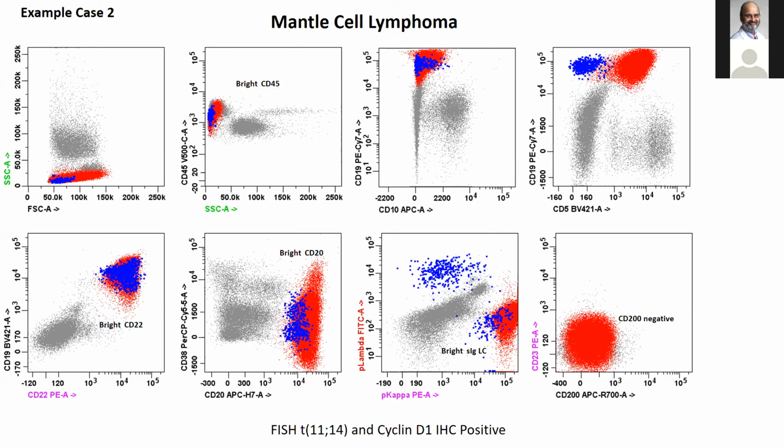And lo and behold, it did have a FISH positivity for translocation between chromosomes 11 and 14, and it was cyclin D1 positive for immunohistochemical staining on the morphologic preparation.